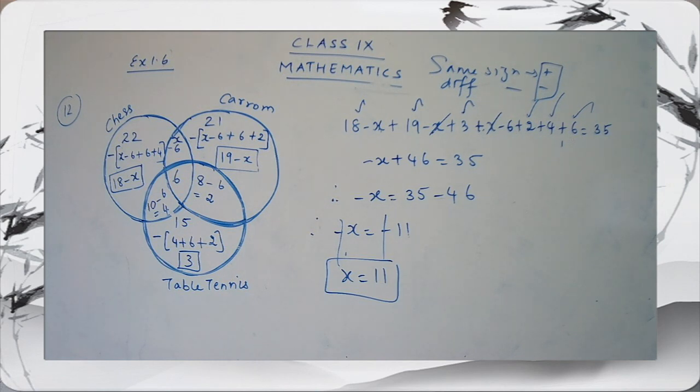Okay. Have we completed till here? So we have found the value for x. What is the value for x? X is equal to 11. Okay, now let's find out the required answer. What is the thing we have to do here?